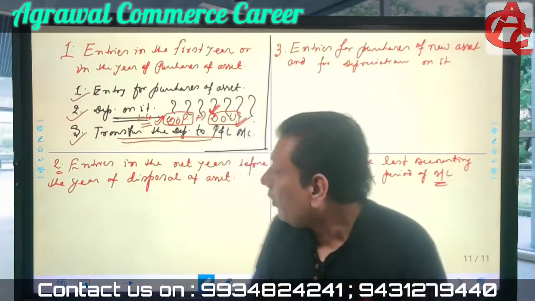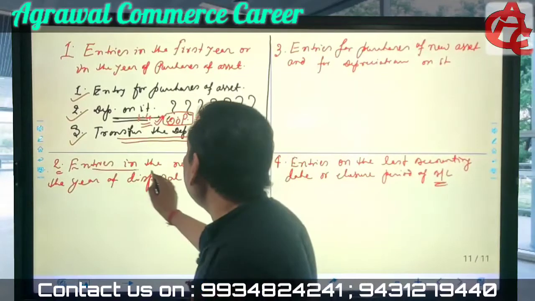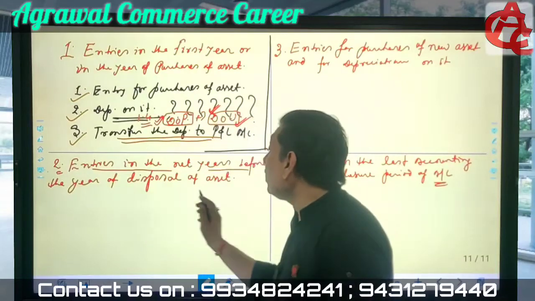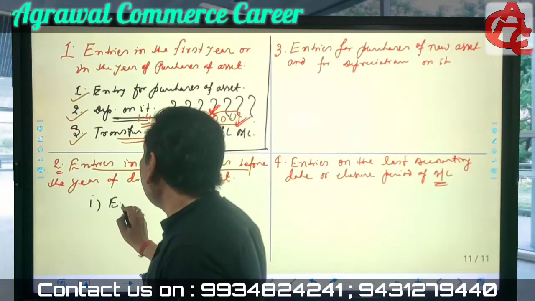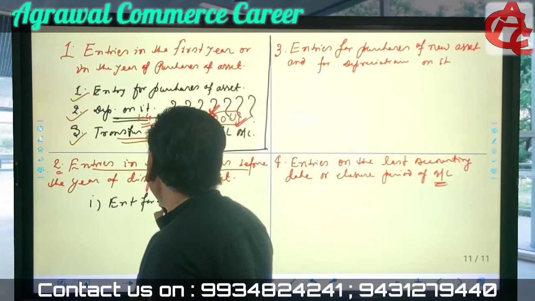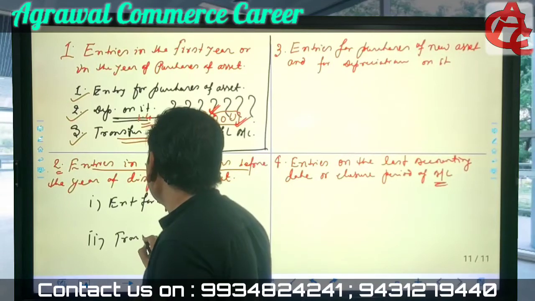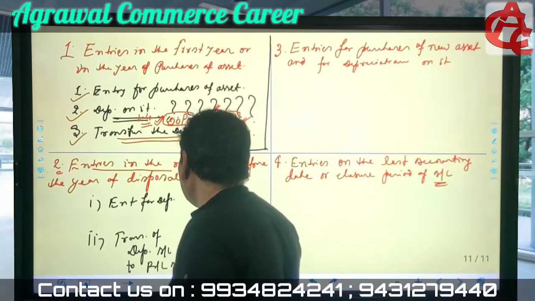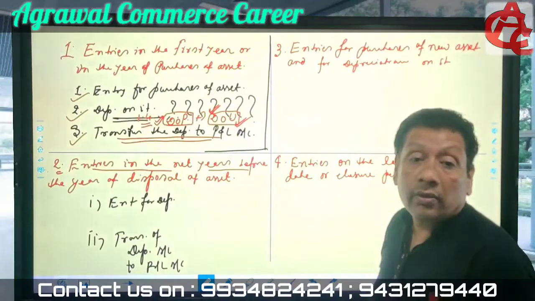Now this is the first year. Now the entries in the next years, before the year of disposal of asset. Simple 2 entries. First, entry for depreciation. Second, transfer of depreciation account to profit and loss account.